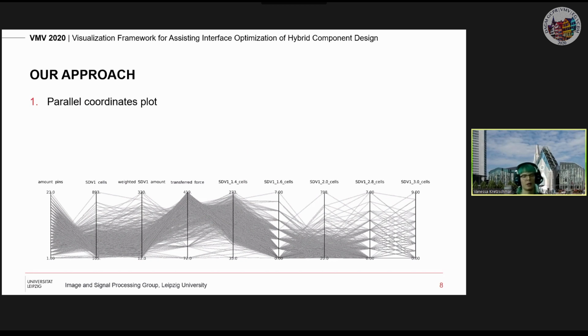We started with a parallel coordinate plot, giving a first overview. And since it can only show relations between neighboring axes, we implemented a reordering of them. And furthermore, we added the option to swap the ordering of one axis, since values like force are better when high and others like the damage state are better when low.